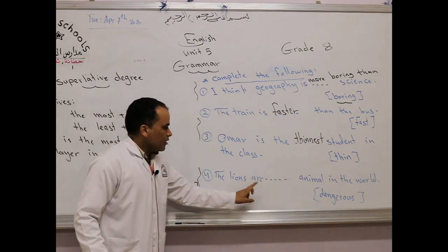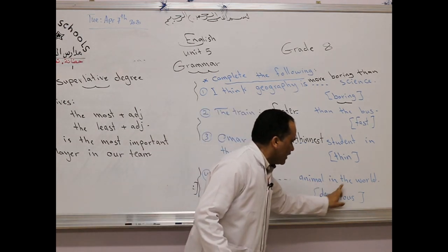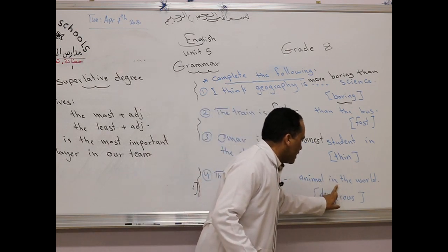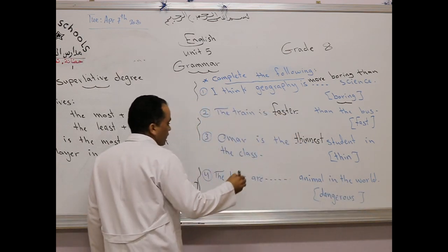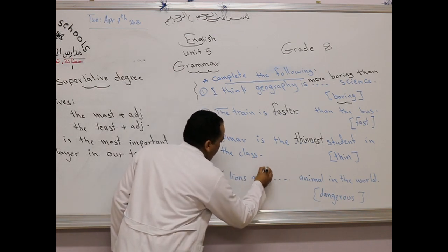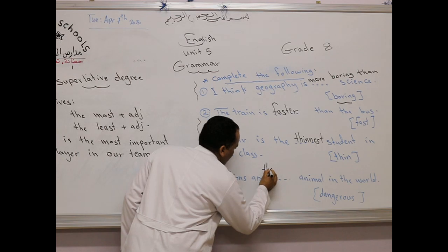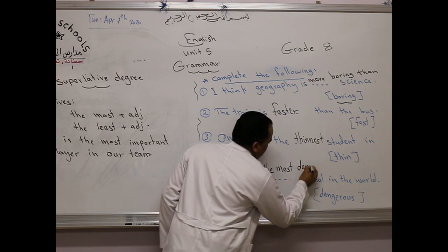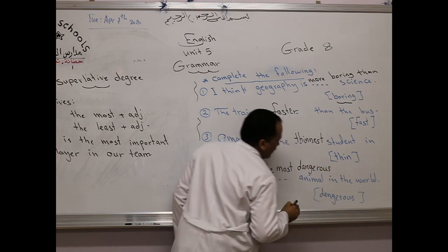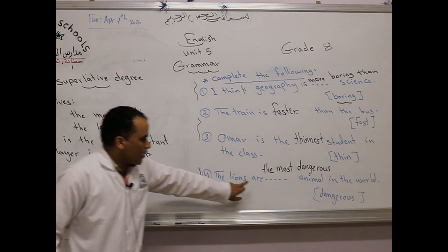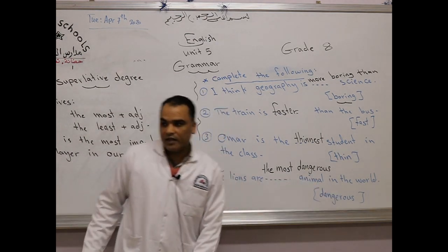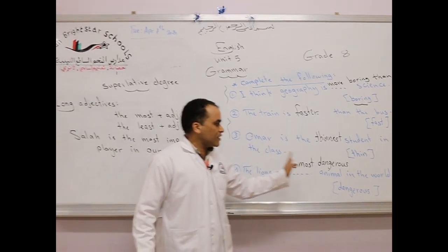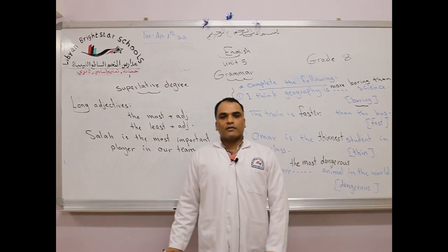The lions are the most dangerous animal in the world. The lions are the most dangerous animal in the world. In this sentence, we made a comparison between the lions and the rest of the animals in the world. We have finished.